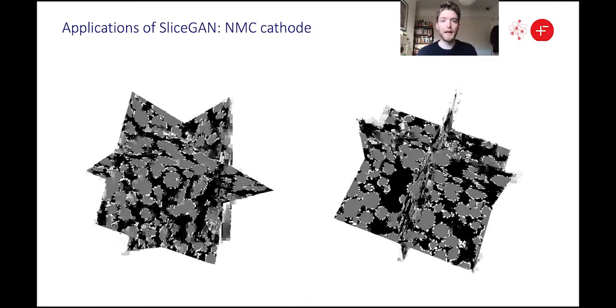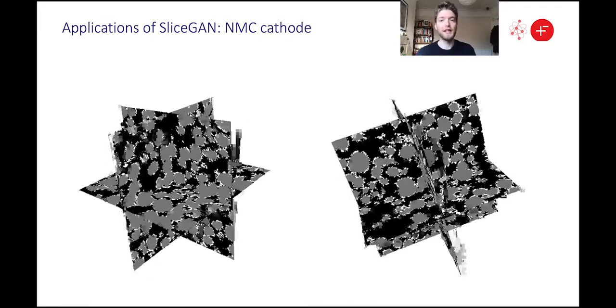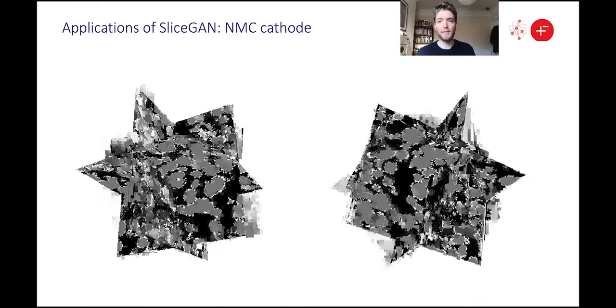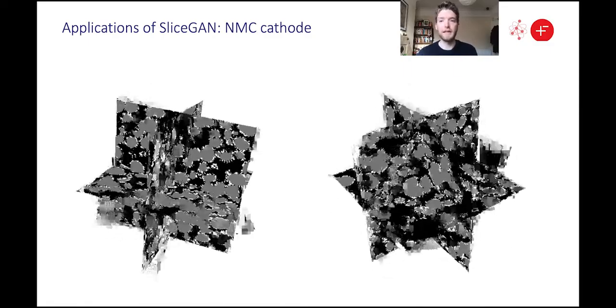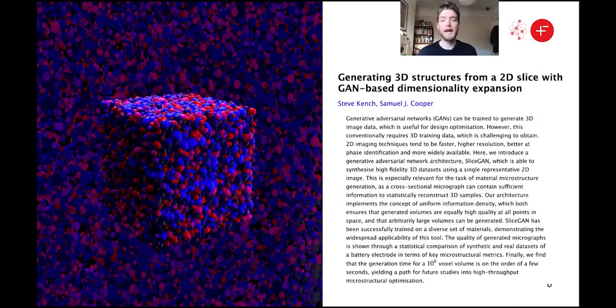If you want to read more about this, we've just published it in a paper called Generating 3D Structures from a 2D Slice with GAN-based dimensionality expansion. It's available from arXiv, but it's also been published in Nature Machine Intelligence. It tells you more about some of the statistical comparisons we did to check how realistic those 3D volumes were, and also about some alterations we had to make to the neural networks to make them really applicable for microstructures.